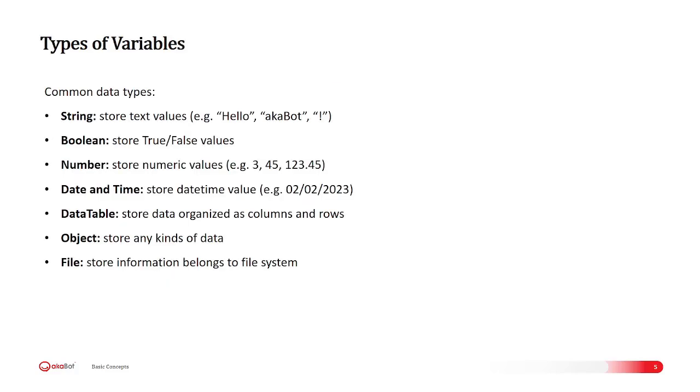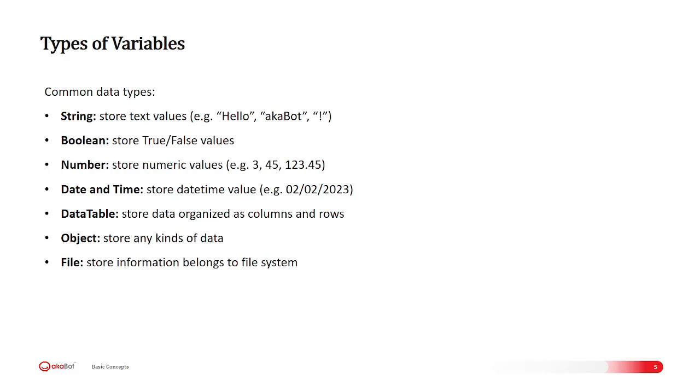Types of variables. akaBot supports different data types to help with all your automation needs. Let me explain each one. First, we have string, which stores text like hello or automations. It's great for working with names, messages, or any kind of words.